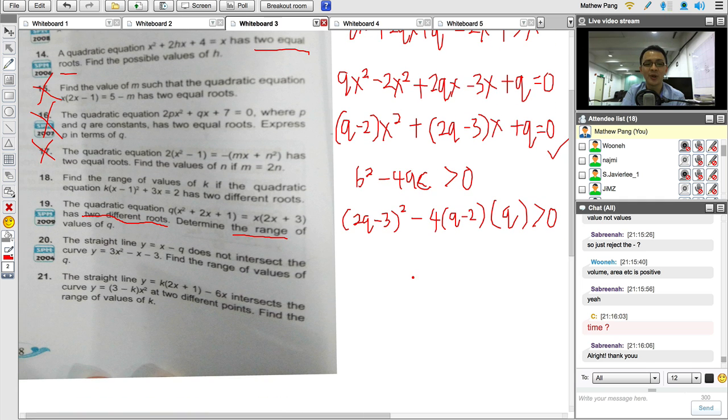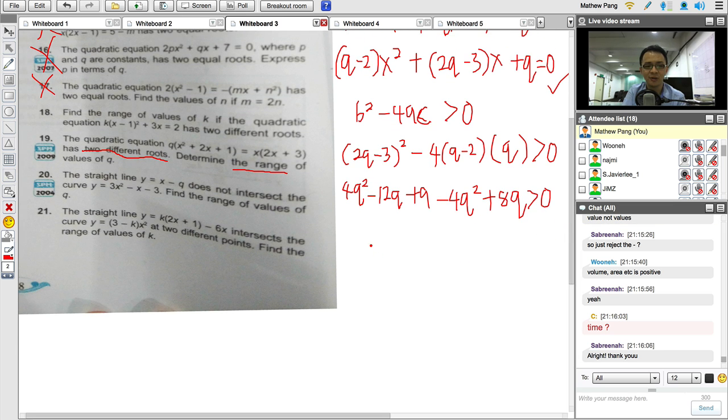Then I just solve this one quickly. This is 4q squared minus 12q plus 9. This negative 4q will be minus 4q squared plus 8q, bigger than 0. Alright, then I just continue solving this one. 4q squared and 4q squared, I minus it, no more. Negative 12q plus 8q is negative 4q, and plus 9, bigger than 0. Then, of course, I can move the 4q or move the 9. This time I move the 9 first.